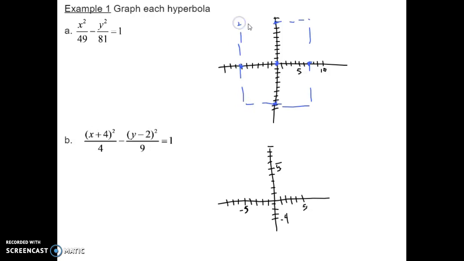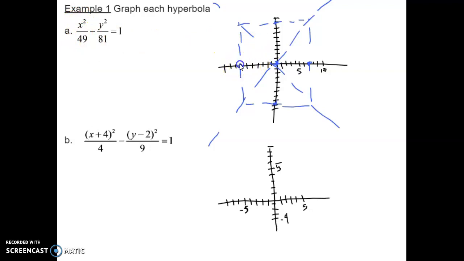So now I'm going to throw in the asymptotes, which are these diagonal lines that go right through the vertices of this rectangle that I created. And they help give me a guide for my hyperbola when I'm graphing it. So all that dotted information is just a guide, not the actual hyperbolas. These hyperbolas open left and right, like the x-axis, that's the positive term.